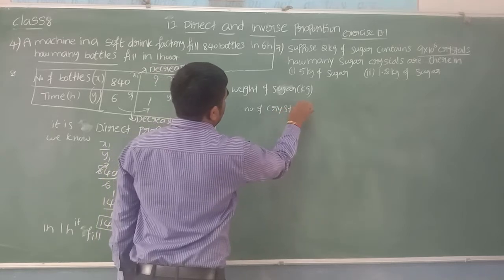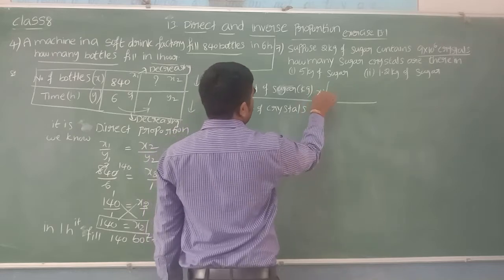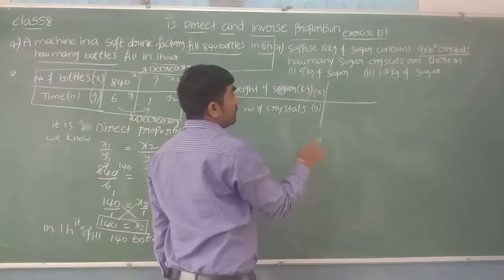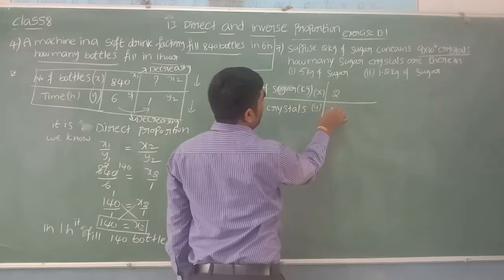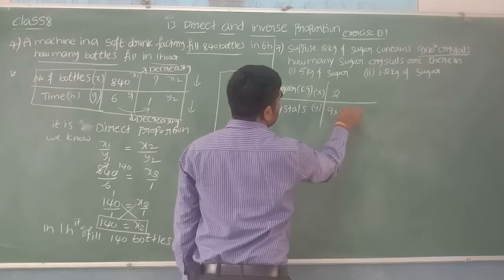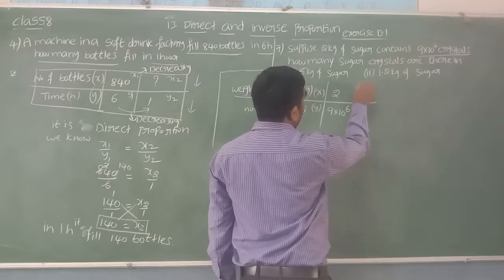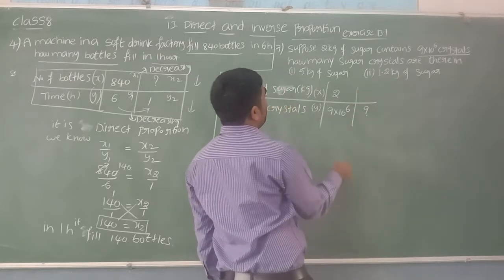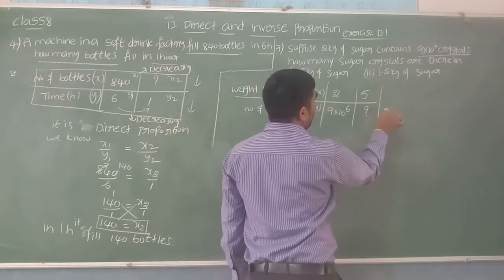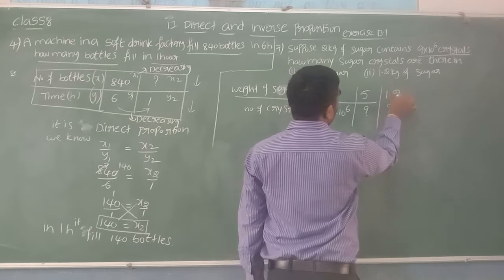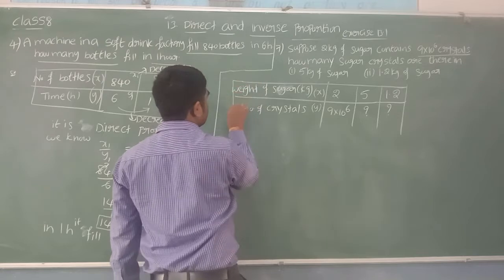Number of crystals. So these are the two quantities, and the first quantity will take x and the second quantity will take y. They said 2 kg of sugar contains 9 into 10 power 6 crystals. How many sugar crystals are there in 5 kg of sugar? And also they are asking how many sugar crystals are there in 1.2 kg of sugar.